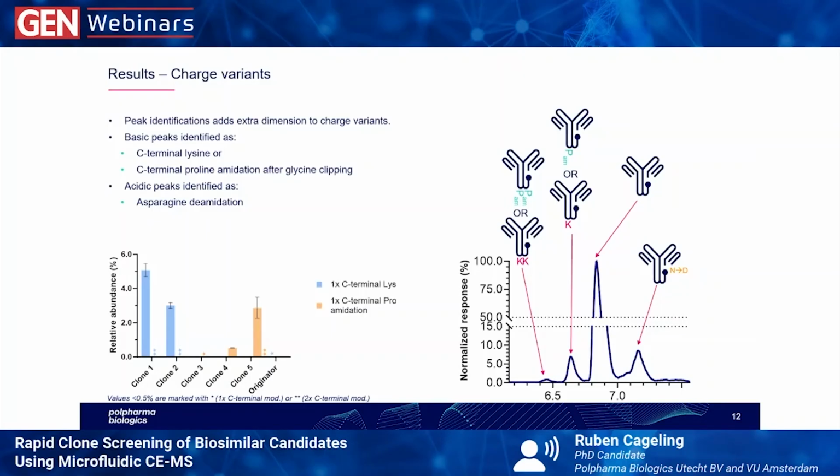Still, we could use this information to get more depth and more knowledge about the products that were actually created. And so the acidic peak were also identified in all of the samples as asparagine deamidation. And here, the asparagine is deamidated into an aspartic acid, which then reduces the charge, and this causes an acidic peak to appear in the mass or in the charge profile.